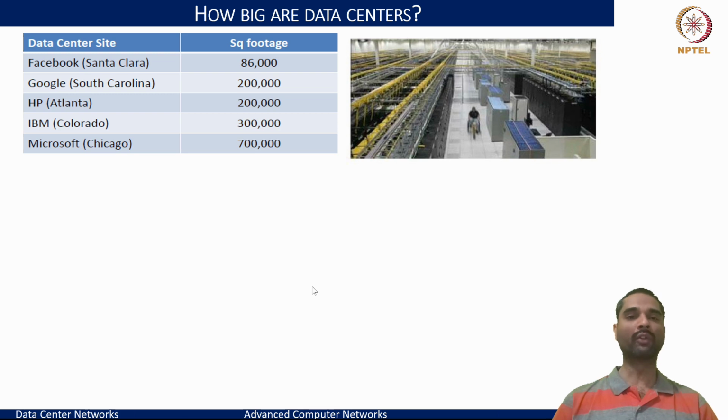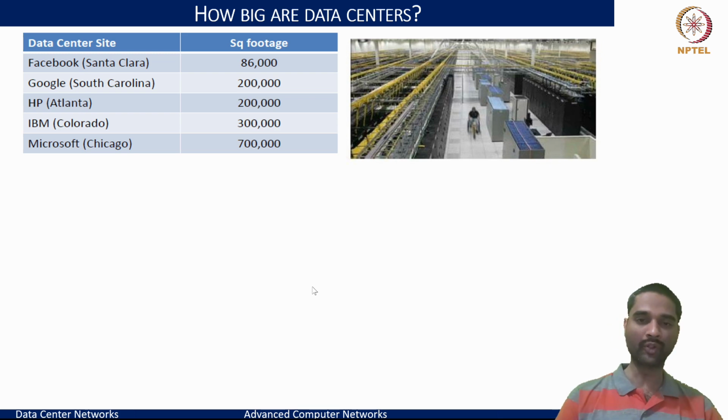Likewise, the Google data center in South Carolina is around 200 square feet of space. The infrastructure or the building encompasses this area. Likewise, HP is around 200 square feet. And if you see the Microsoft Chicago data center, the one that we saw earlier in the picture as well, the white building is around 700,000 square feet of area. And these are really very huge.